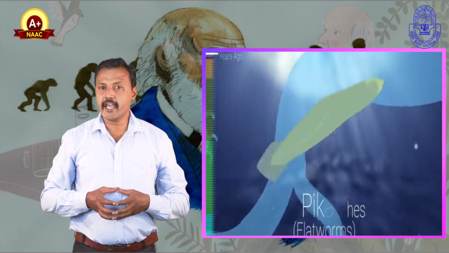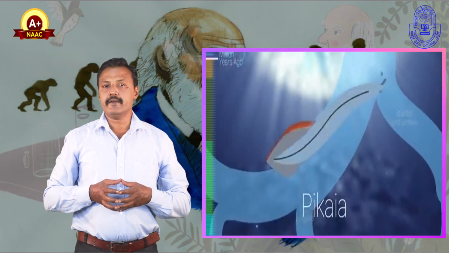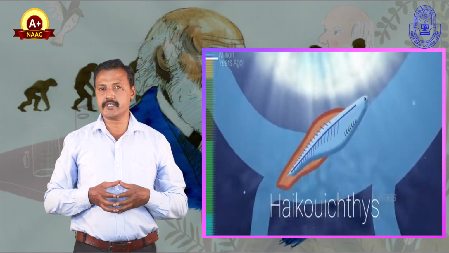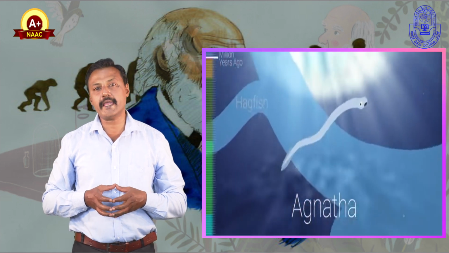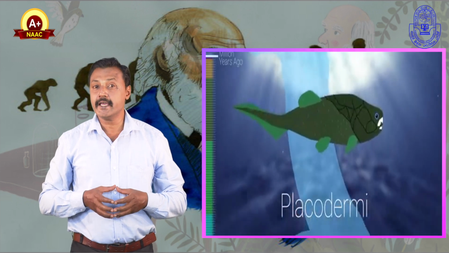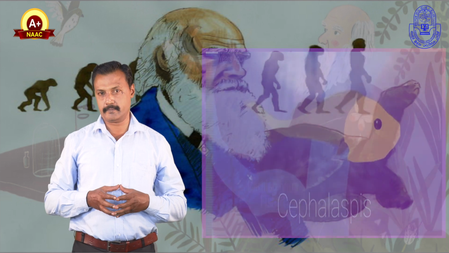The variations which are selected, the accumulation of variations which are transferred to the new generation, and the selection of these beneficial variations are the main essence of evolution. Thus, evolution is a gradual change from one form to another form.